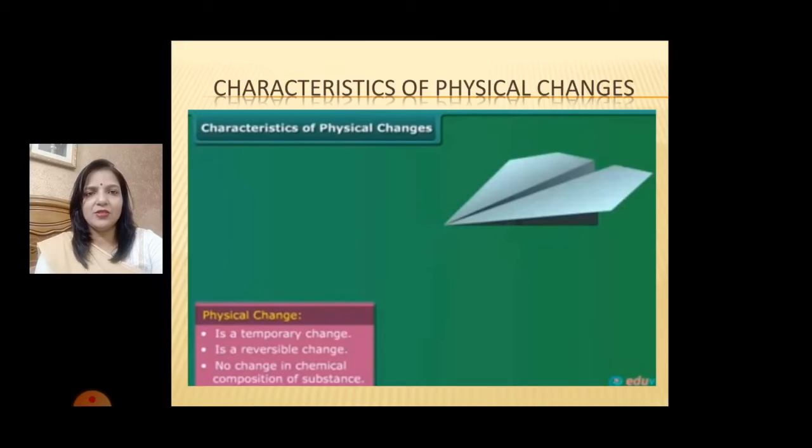As you can see here, there is a paper plane. The paper has been folded to make it, which changed the shape of the paper. So it's a physical change.